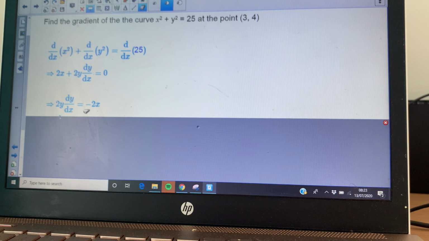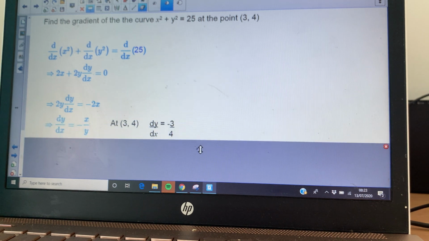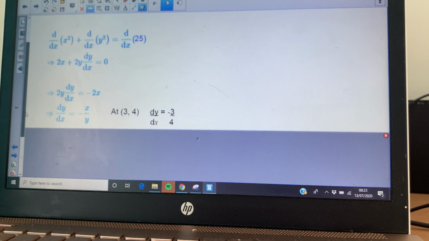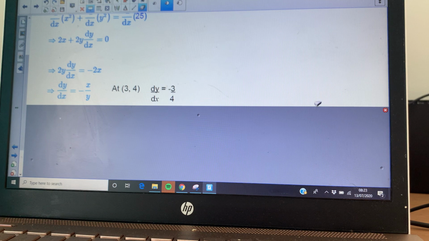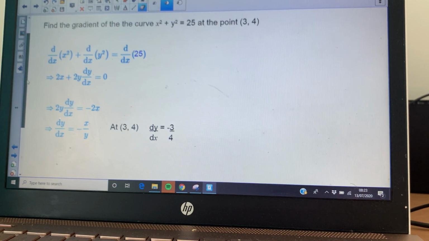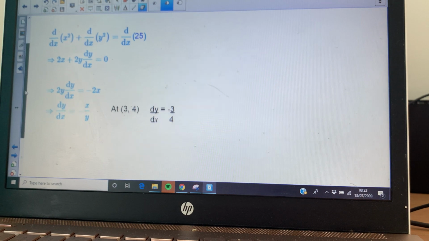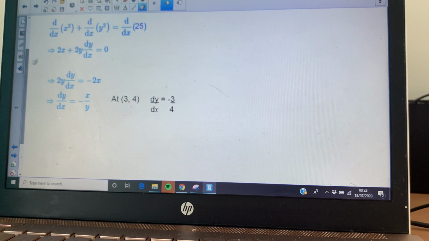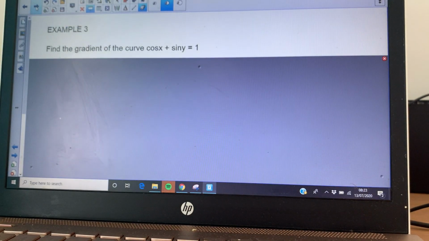Okay, so I've then taken the 2x over there to become minus 2x. I'm now going to divide both sides by 2y. So I end up with dy/dx is minus x over y. I'm now going to substitute my point in, 3, 4. And we're home and dry. dy/dx is minus 3/4.